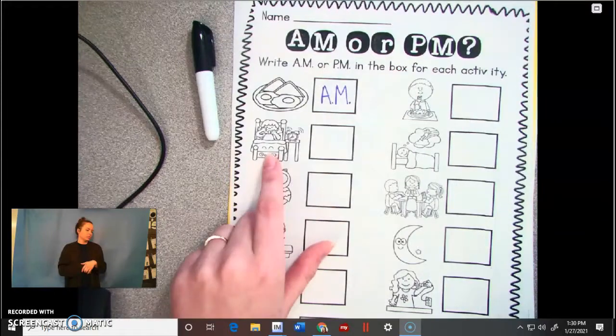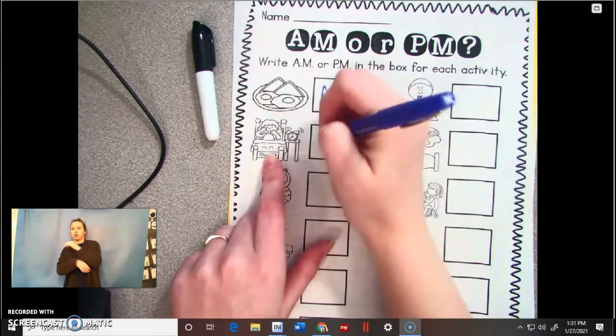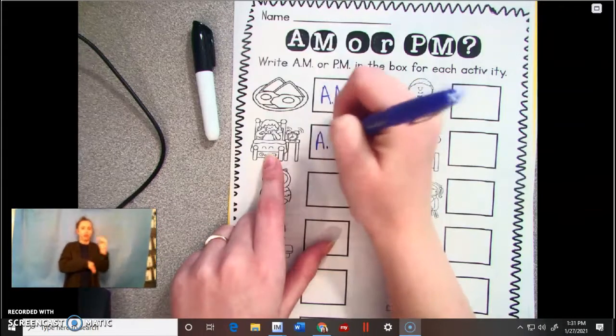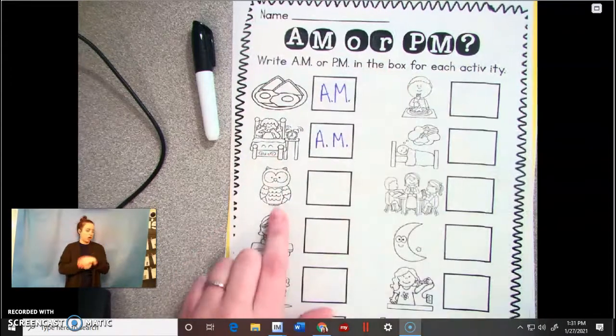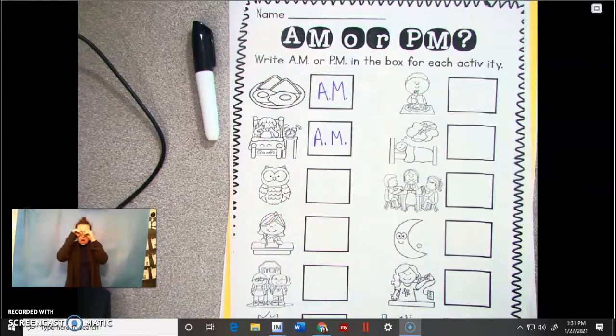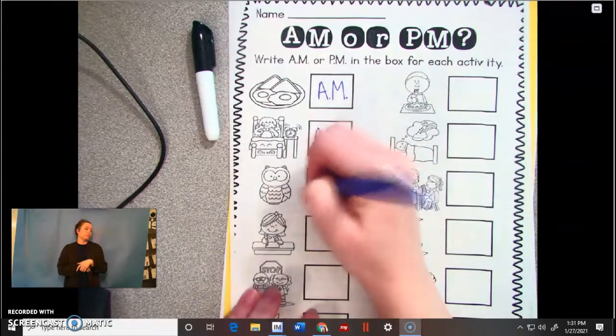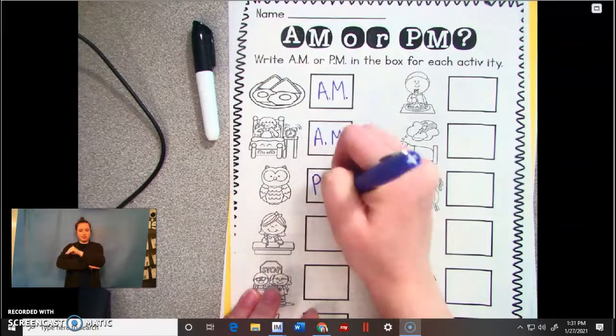All right, when do you wake up? AM or PM? AM is in the morning. All right, when do you see owls? Do you see owls in the morning or do you see owls at night? Remember, AM is after midnight and PM is after lunchtime. Good, you see them at PM, nighttime.